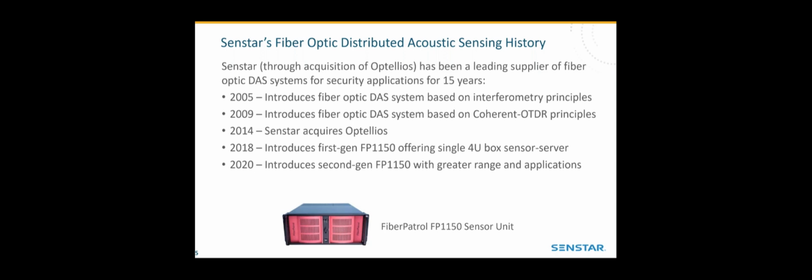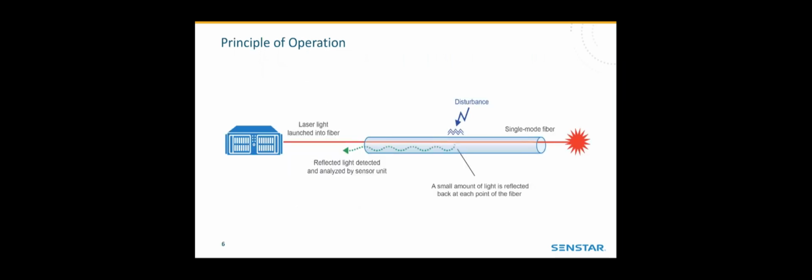In 2018, we introduced our first generation FP1150, which integrates into one single 4U rack-mountable unit the sensor components and the server components that do the higher level processing and establish the connection to the outside world, all in one box for convenient racking. And in 2020, as a matter of fact today, we're introducing our second generation FP1150 with greater range and greater range of applications. So a little bit into the principles of operation again.